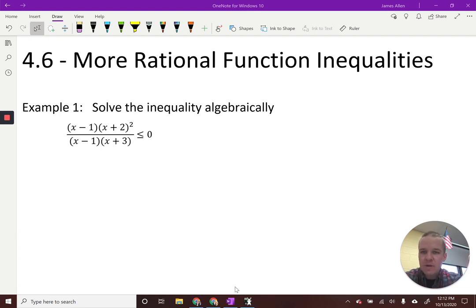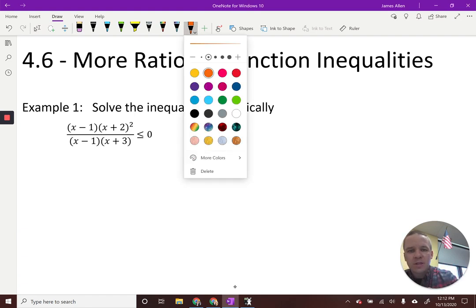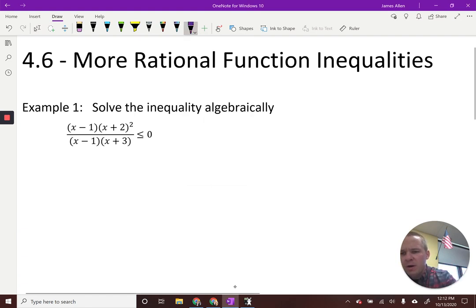So I have solved the inequality algebraically. It's already in factored form, which is fantastic, might I add. Let's get to work. So what are we looking for with these inequalities? We want to first take a look at our critical values. So let's pop up purple for our critical values.